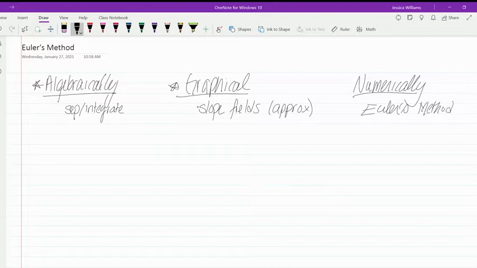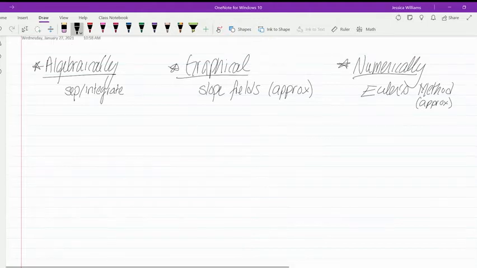Euler's method is an algorithm, which means a formula. It's another approximation technique, and it's super easy. So here's what it does. Let me explain it to you first. Let's all make believe that you have a differential equation that looks like this. It's my favorite one. That's why we keep doing it.